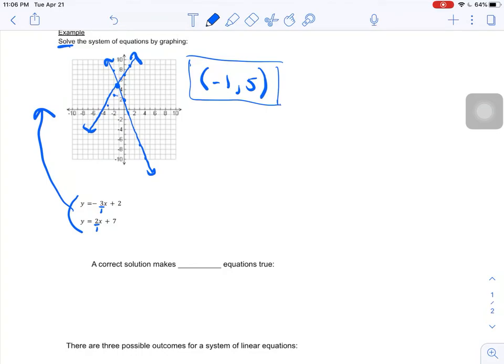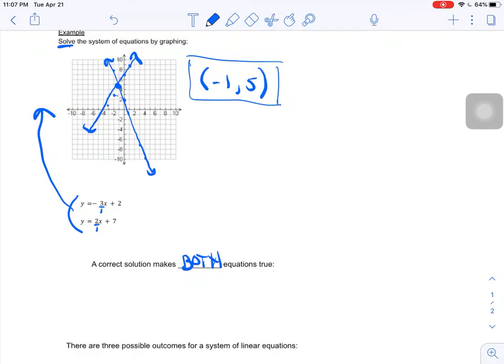If you're thinking, well, did I graph them right? Is my answer right? I'm not sure. You actually have a way to check. A correct solution should make both equations true, which makes sense because that point right there is on, at the same time, both of the lines. It's part of the line that's going down because it's on that line. It's also part of the line that's going up because it's on that line. So if it's on both lines, it should make the equations for those lines work correctly.